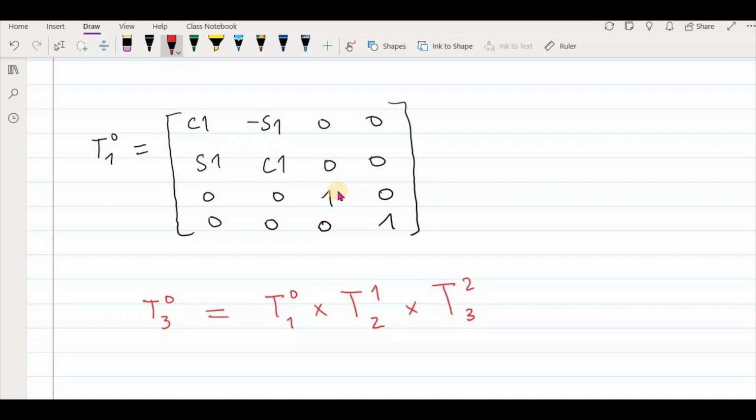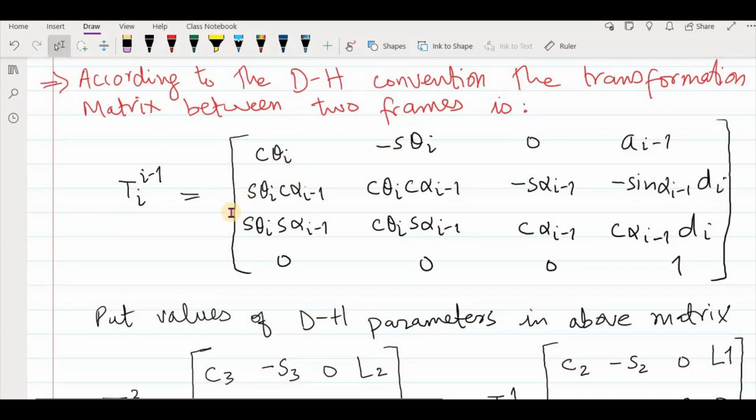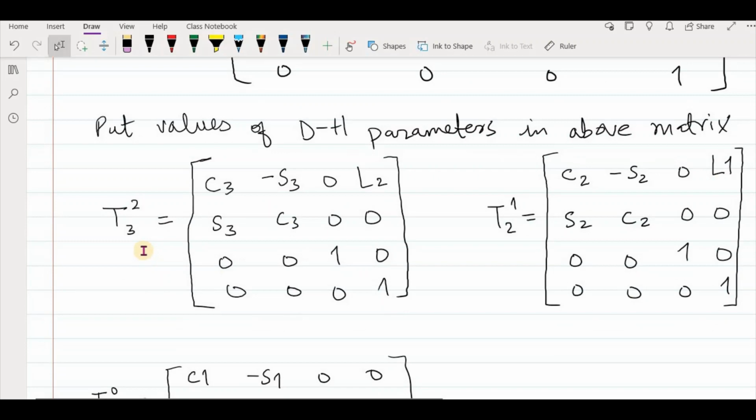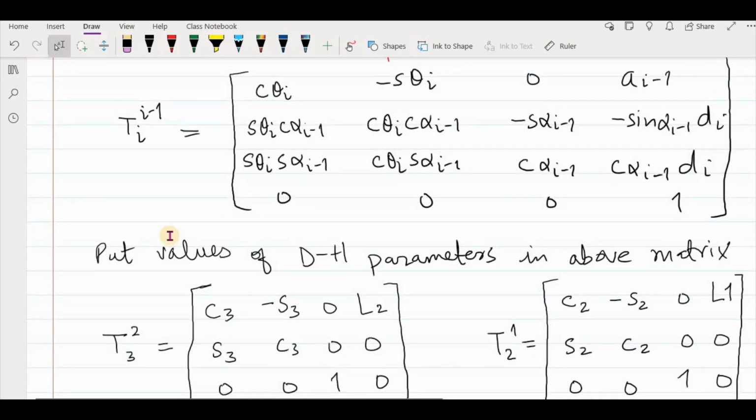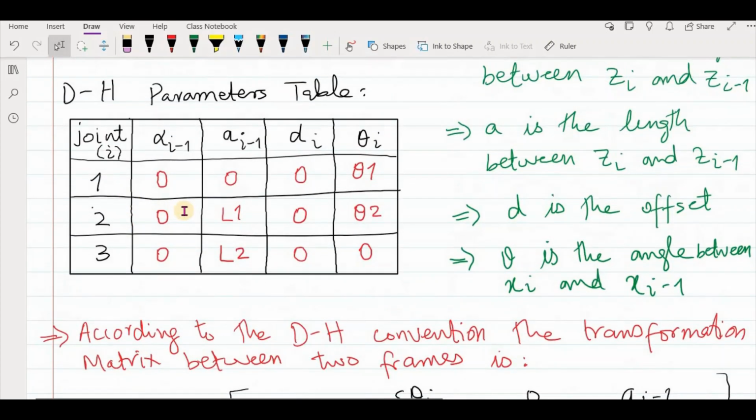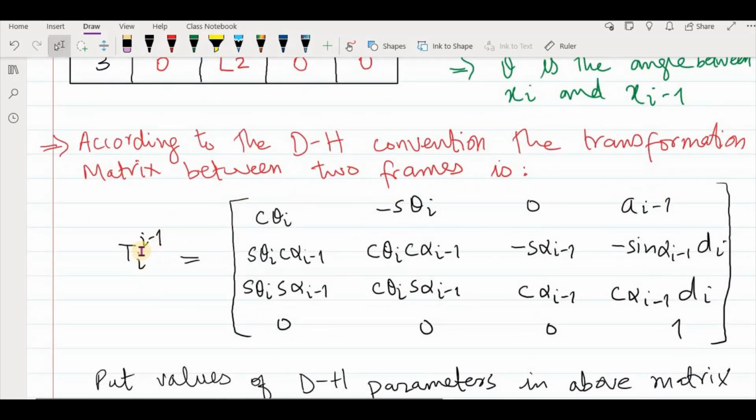Okay, so that's why we need these three matrices and transformation matrices. Each time, for example, if we want to find a transformation between link 3 to 2, what we do here is put the values from this table here, and we put the values of the frame 3.